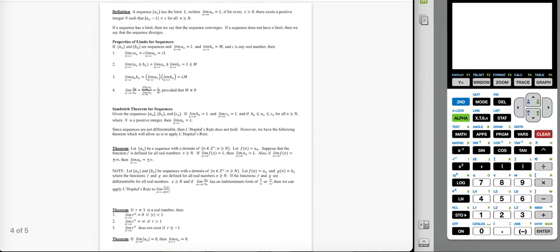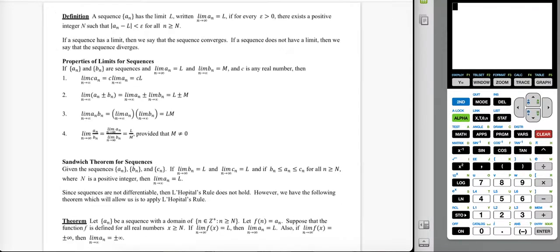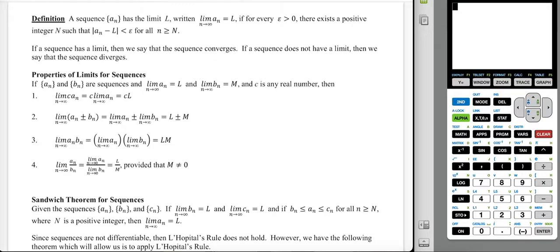Page 69, we're going to get into the concept of a limit here. Sequence a sub n has a limit L, written as you would expect. For every epsilon greater than 0, there exists a positive integer n rather than delta. So we're going with epsilon n rather than epsilon delta, if you're familiar with the epsilon delta definition of a limit. But long story short, if a sequence has a limit, then we say it converges, right?